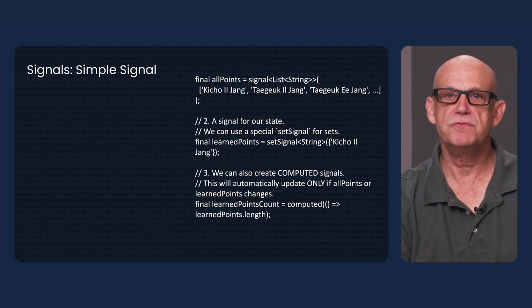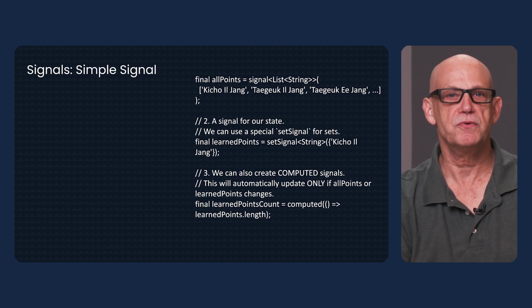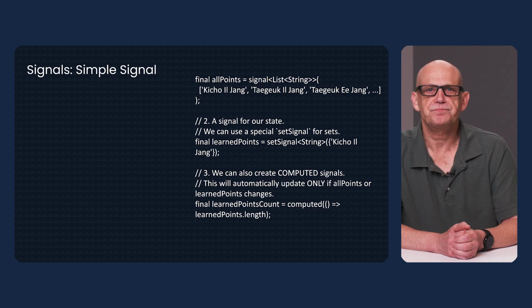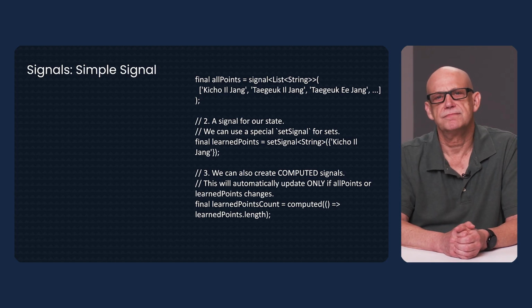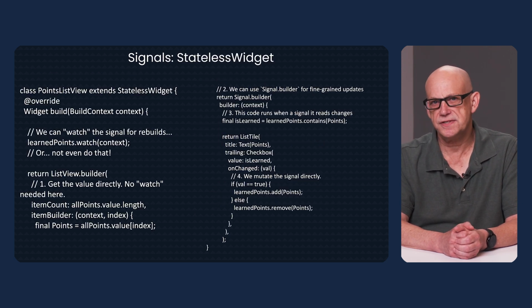To get the value, you access .value. To change it, you set .value or use methods like .add on the signal. Notice this computed signal. Learn points count will automatically update only when the learn points signal changes. We don't have to manage this dependency, the system figures it out. Now, let's look at the widget. This is where it gets really interesting.